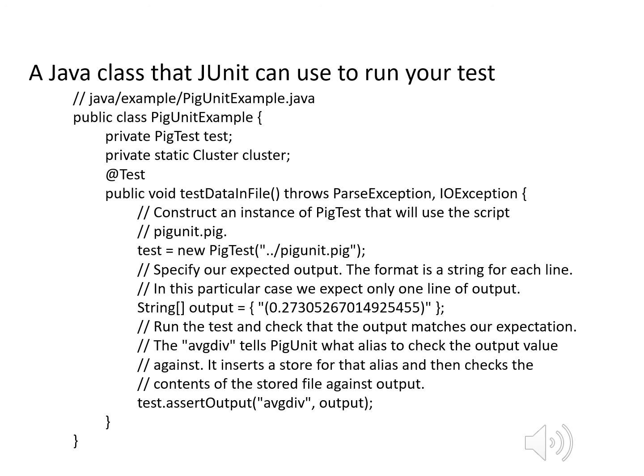This is a simple example that runs the previous Pig script. We can see that an instance of PigTest is created, that it uses the Pig script, and then the expected output is specified. Then the test will run the script and check if the output matches the given expectation.